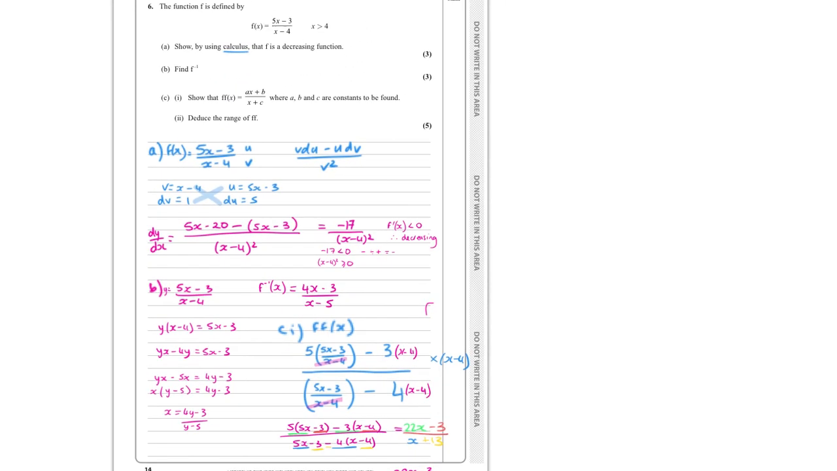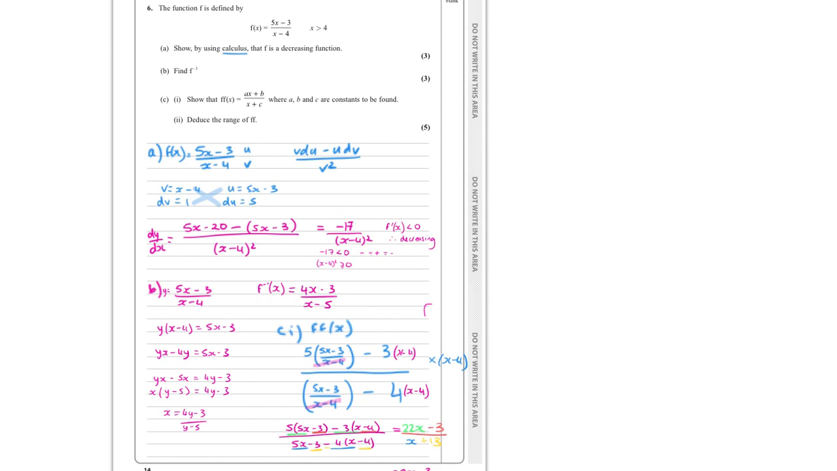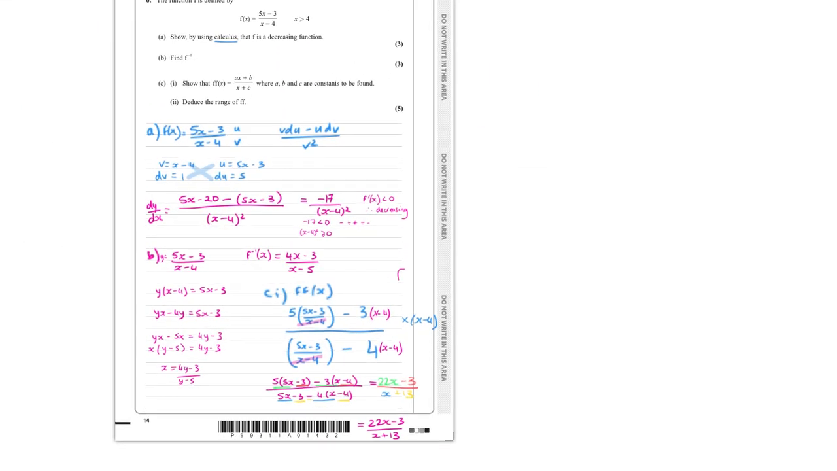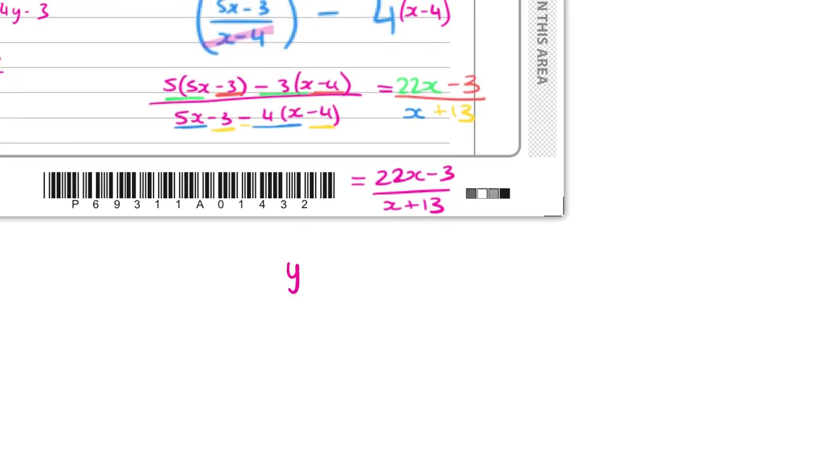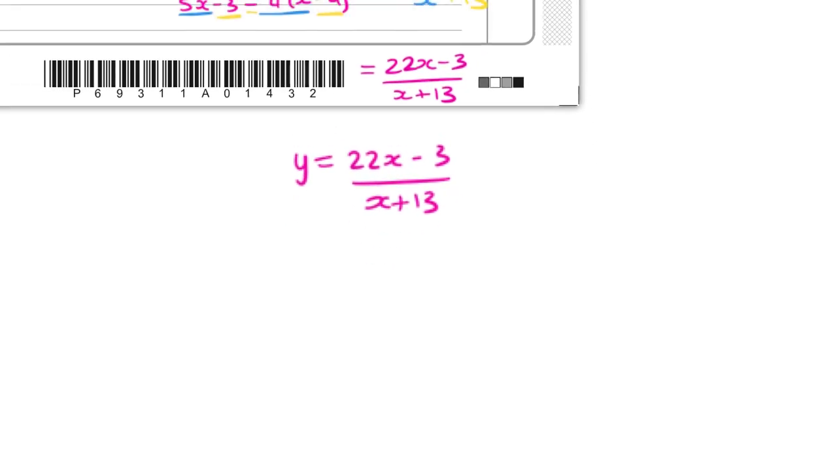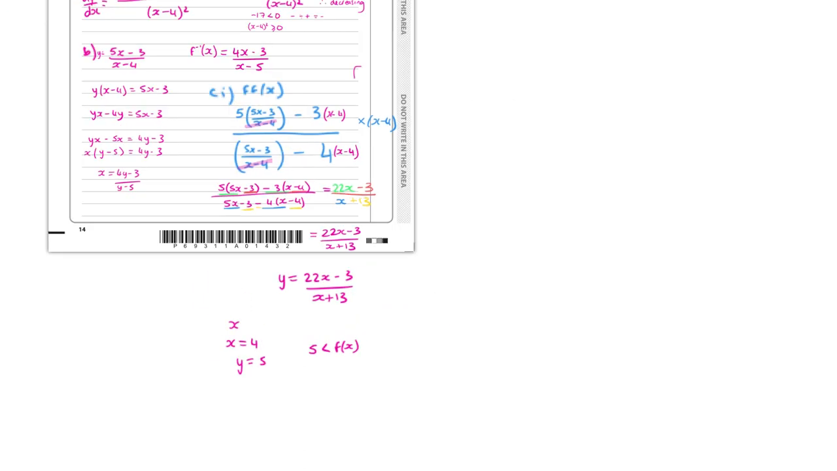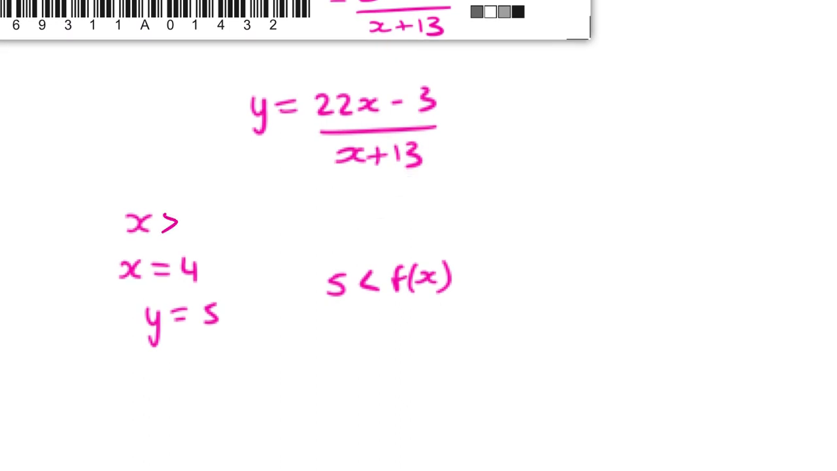Then the last one, it says deduce the range of f of f. So first of all, the range. We know that x has to be greater than 4. It told us in the question. So y equals 22x minus 3 over x plus 13. First step, I'm going to put x equals 4 into the equation and see what we get. And I get y equals 5. So I know straight away that our function is going to have to be greater than 5, because it said x is greater than 4.